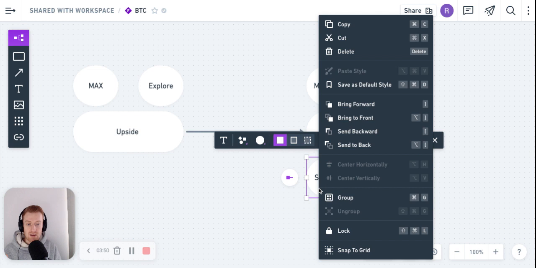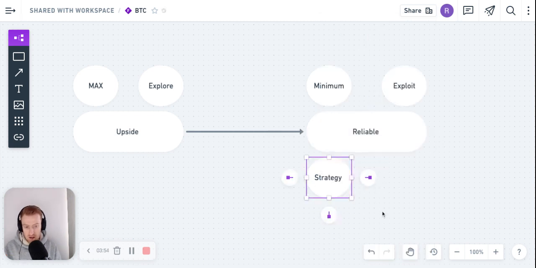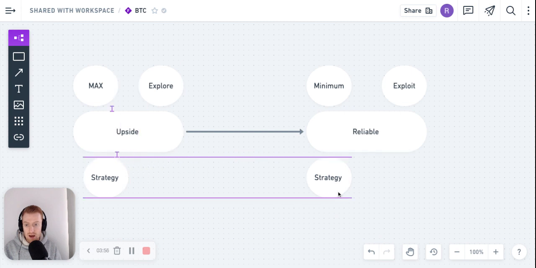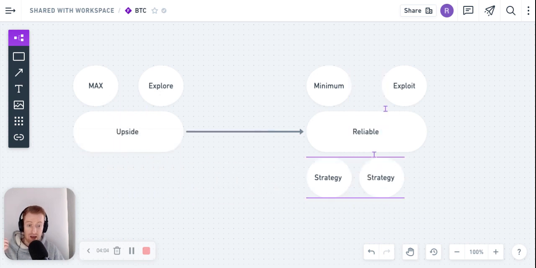over here. So then what we can do is we can start again. So we can add another strategy here. Then we can do the max amount of work. We can explore this strategy and we can move it over here. So then we end up with two reliable strategies.